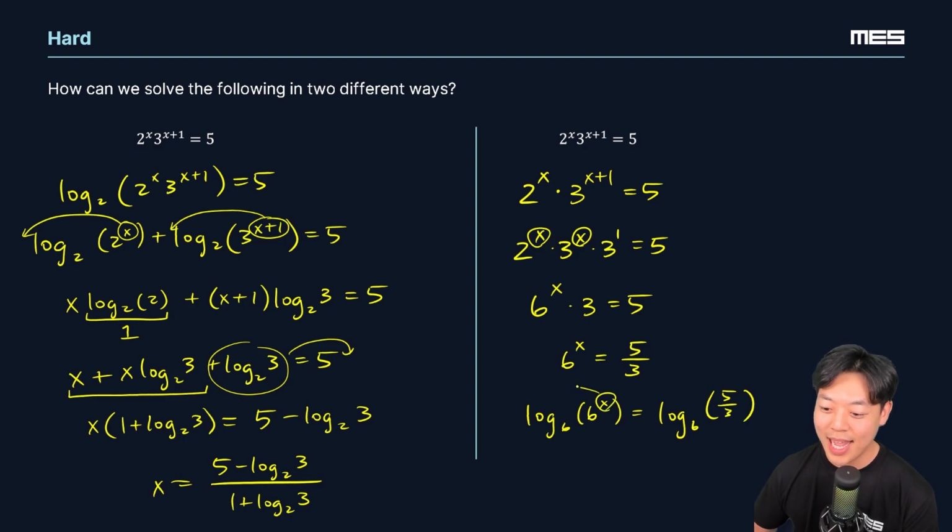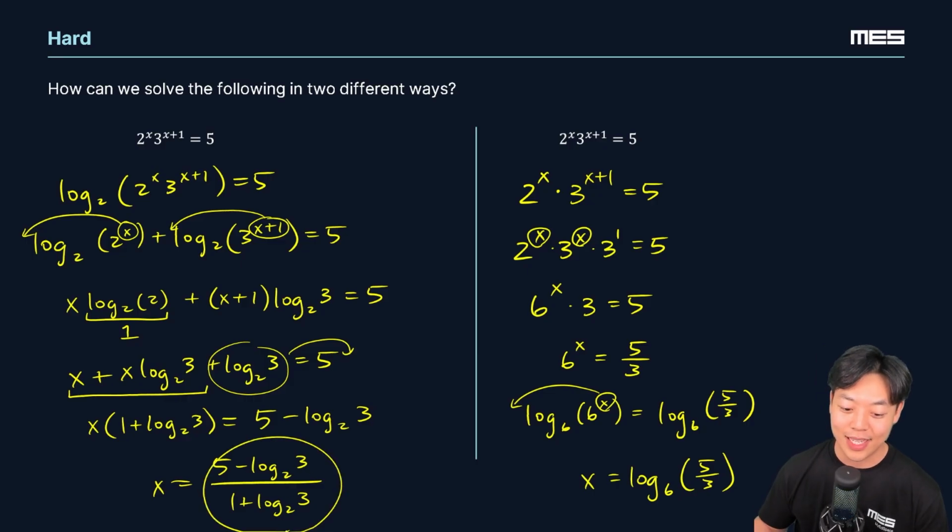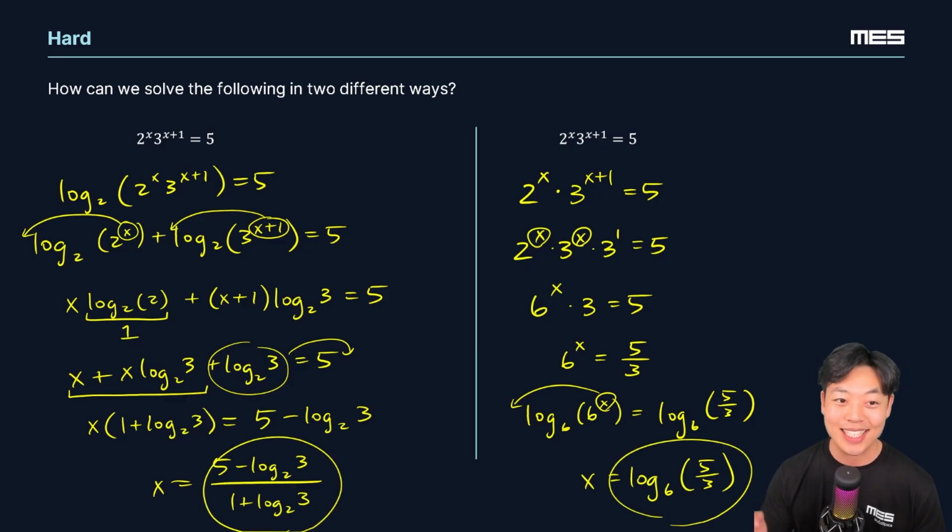And so we bring the x out front. Log base 6 of 6 is 1. So x is simply equal to log base 6 of 5 over 3. Now, if you look at this and this, they will give you the exact same thing. And that's an awesome thing in mathematics.